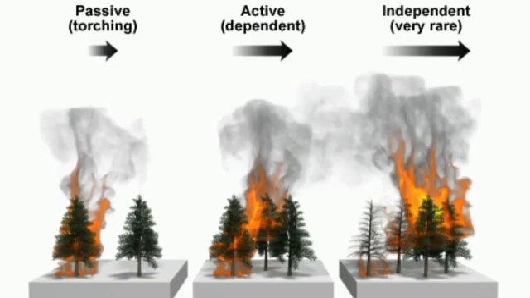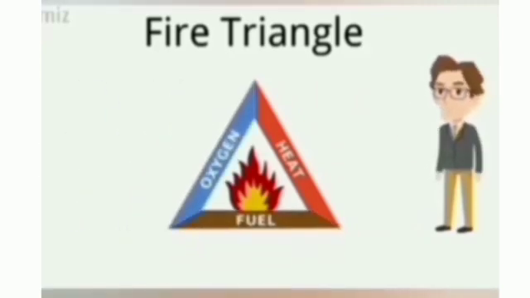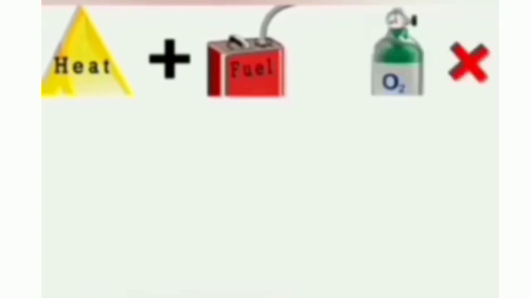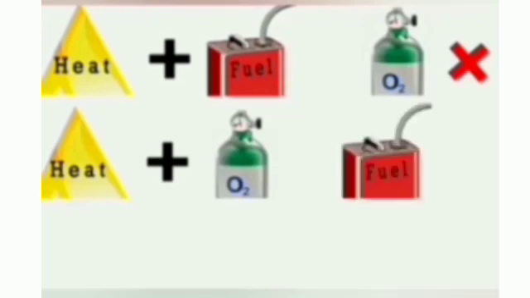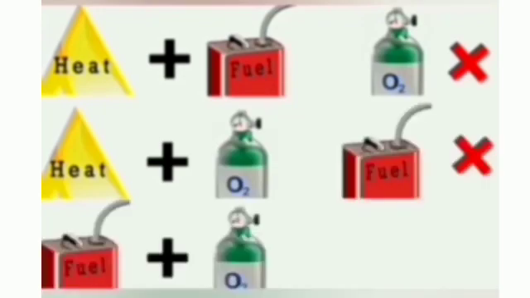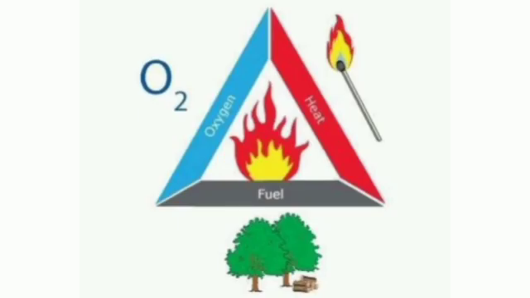How is a fire formed? Fire triangle. Fire is a chemical reaction between these three elements: heat, fuel and oxygen. Without any one of the elements, fire cannot take place. For example, if heat and fuel are present, fire cannot take place without oxygen. If heat and oxygen are present, fire cannot take place without fuel. If fuel and oxygen are present, fire cannot take place without heat. Therefore, a chemical reaction between these three elements is compulsory to form a fire.